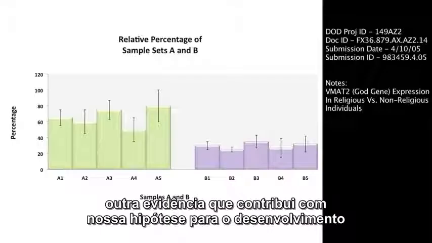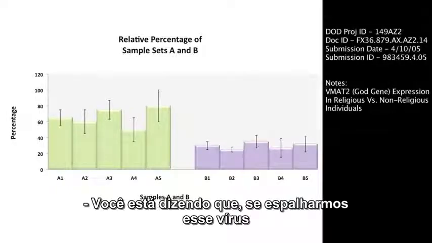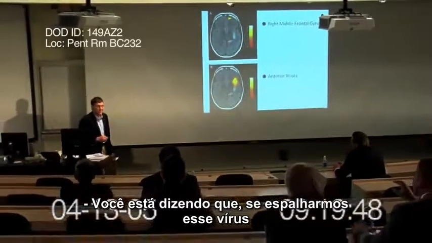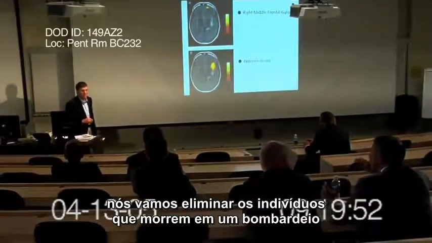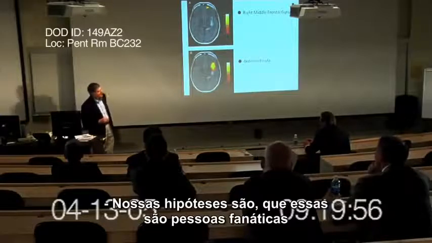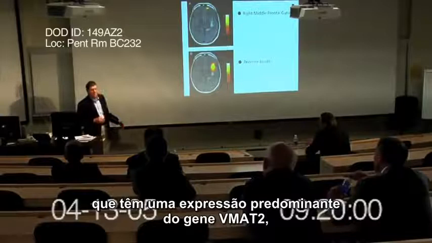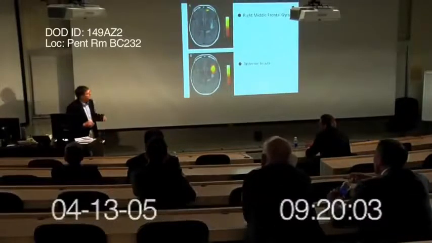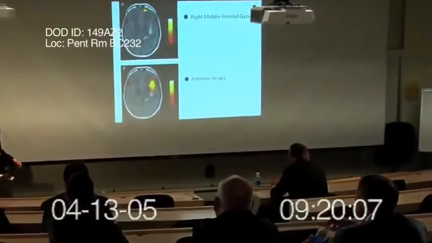Another evidence that supports our hypothesis for the development of this approach. What you see here is by spreading this virus, we're going to eliminate individuals from donning a bomb vest and going into a market and blowing up the market. So our hypothesis is that these are fanatical people, that they have overexpression of the VMAT2 gene, and that by vaccinating them against this, we'll eliminate this behavior.